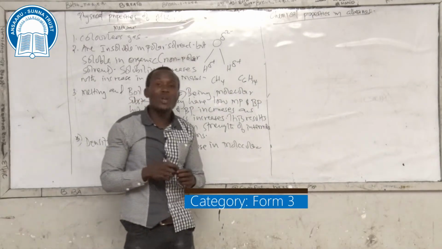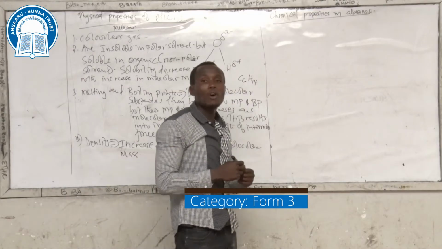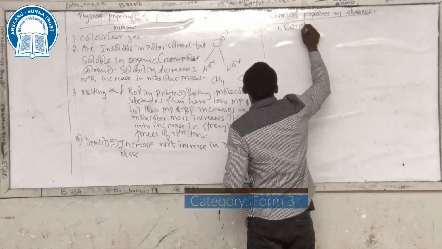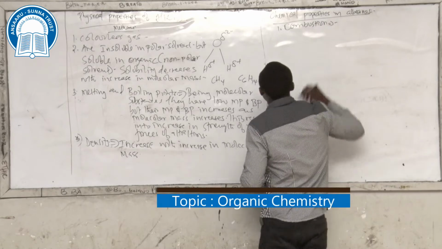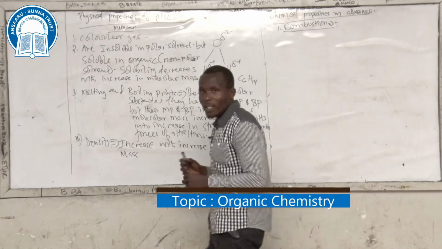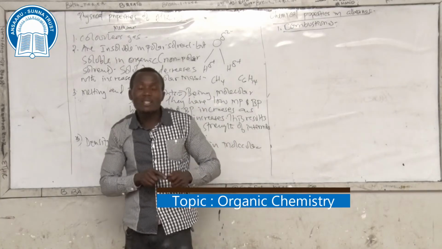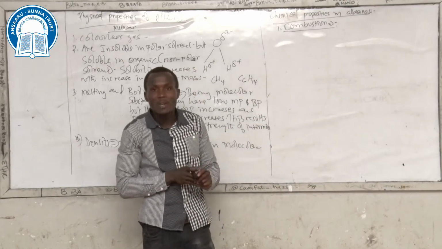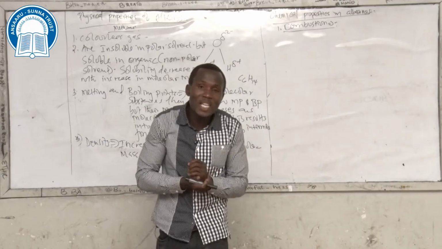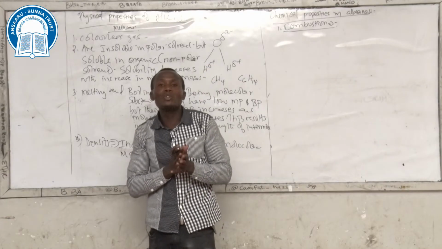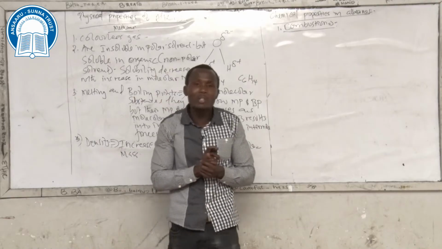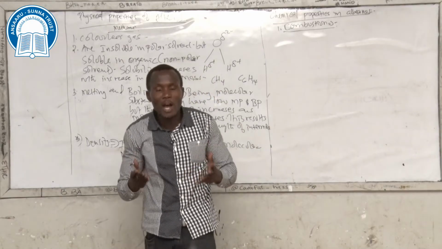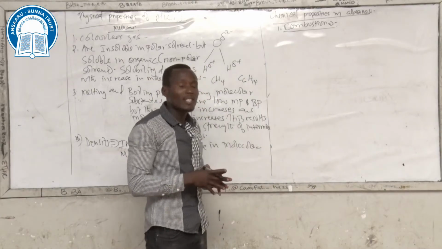The first chemical property we are going to check is combustion or burning in air. At the beginning of the topic, on the previous lesson, we saw that alkanes are saturated. And what does saturated mean? We said that alkanes are said to be saturated due to the presence of single bonds between carbon-carbon atoms, making alkanes saturated.